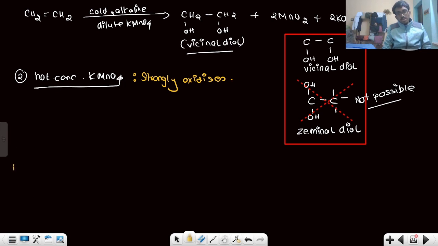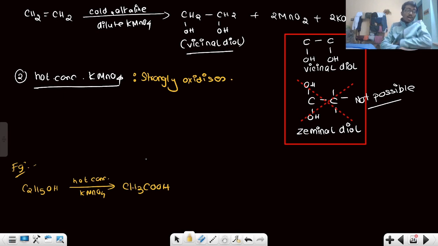Suppose here I am writing the example. C2H5OH. If I treat it with hot concentrated KMnO4, what will be the product? Product will be CH3COOH. Now tell me how? It is such a strong oxidizing agent. Directly the product will be CH3COOH.